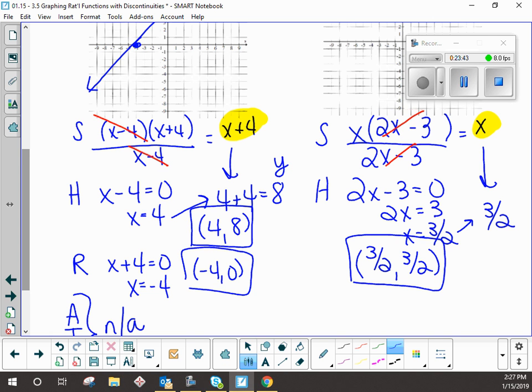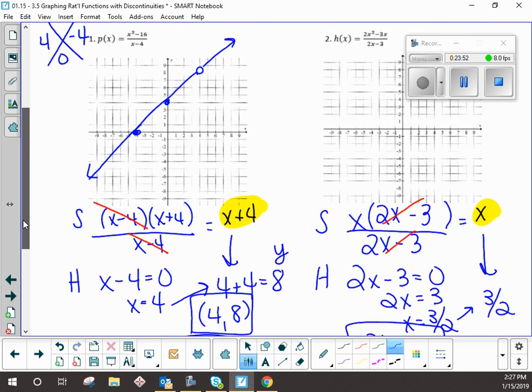What kind of dot am I putting at that point? Open, right? Because that's the hole. That's the discontinuity. So 3 halves is 1 1/2. So at 1 1/2, 1 1/2, I'm going to put an open circle.